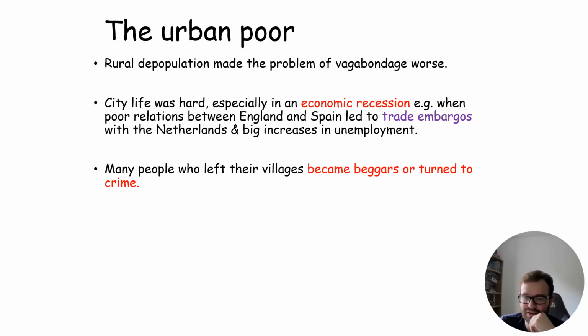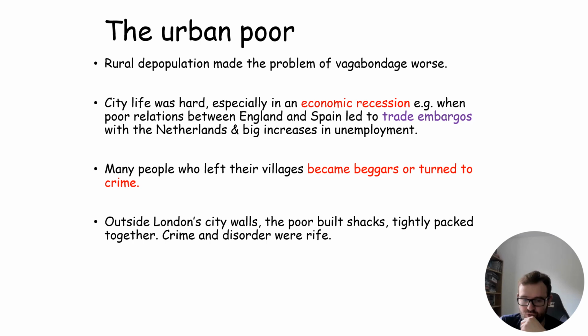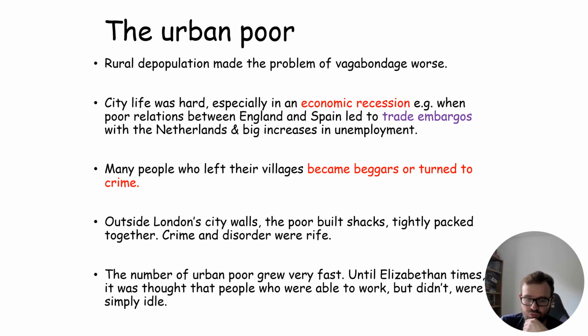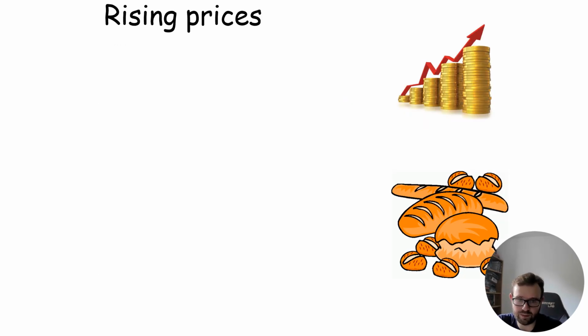Many people who left their villages became beggars, turned to crime. The poor built shacks, tightly packed together. Crime and disorder grew. The urban poor grew quite fast. But there was a kind of belief that people who were able to work but didn't were simply idle. And we'll have a look at those undeserving poor or impotent poor.